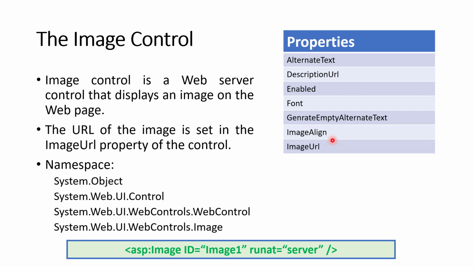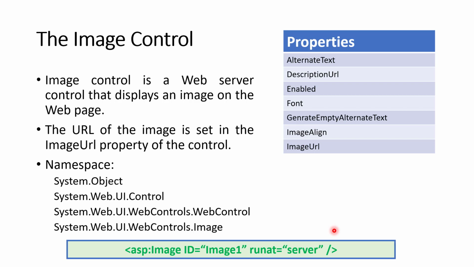Next is image align. This property is used to obtain or set the alignment of the image control in relation to the other controls on the web page. And the last one is image URL. This property is important and it is used to obtain or set the URL that provides the path to an image to display in the image control. We can see an example for image control. It will be like this: asp:Image ID="Image1" runat="server".